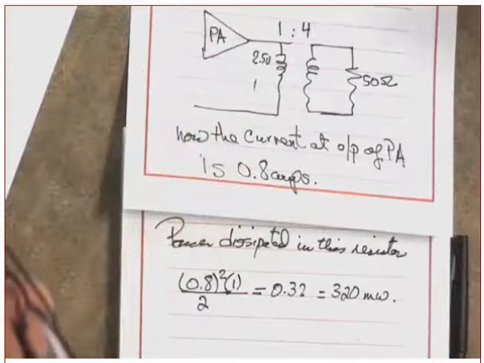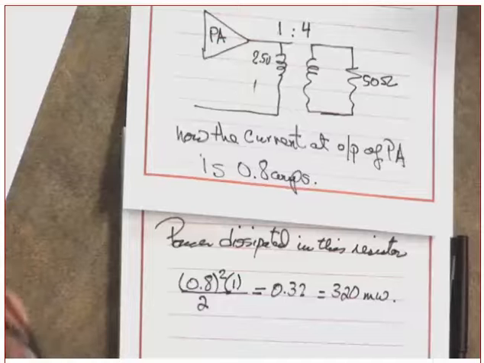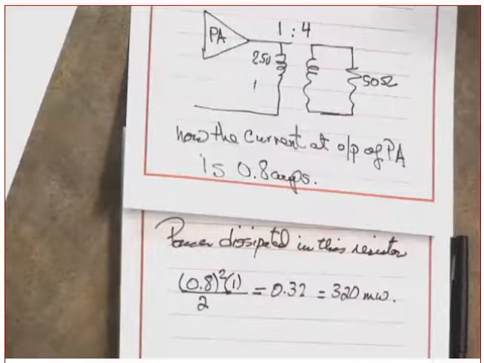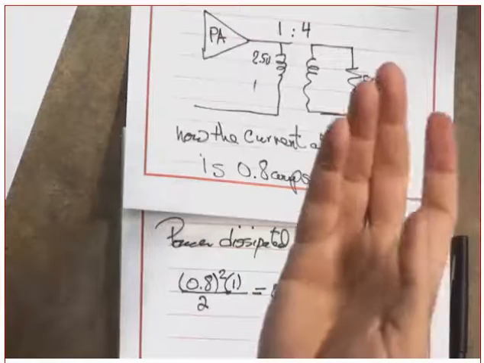It is supposed to provide how much? How many watts to the load? 1 watt. 320 milliwatt will go what? Will go wasted, dissipated in a parasitic capacitor, in a parasitic resistor. Did you get my point or not?